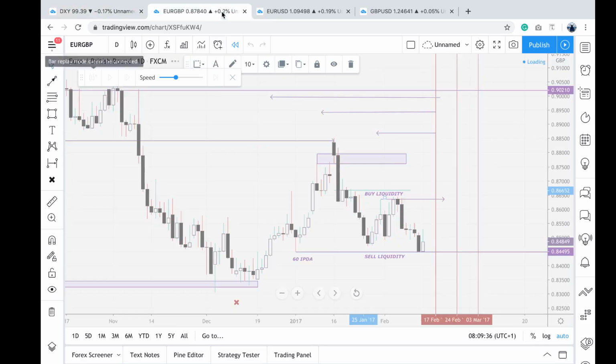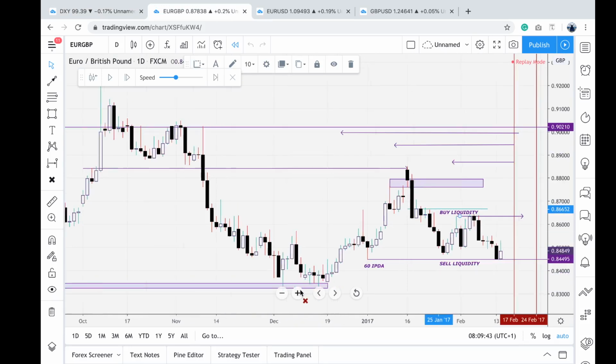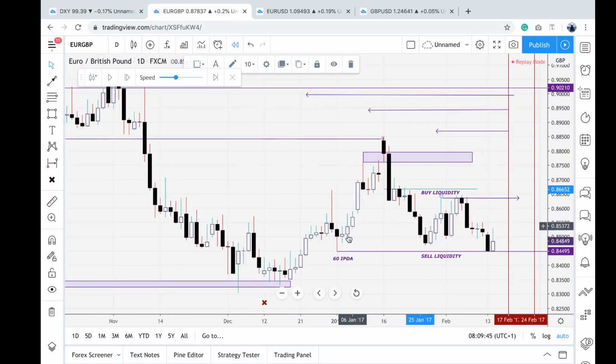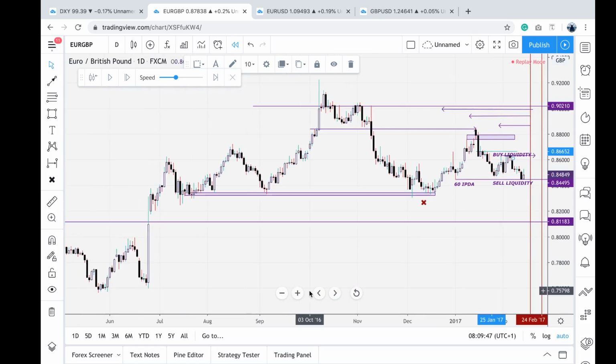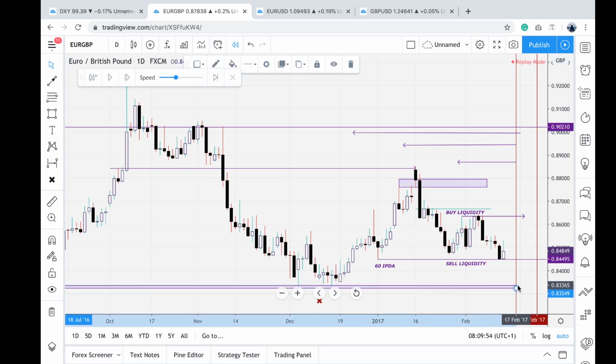And EURGBP, what is actually going on? All right, so EURGBP, currently we're getting into a deep discount level. And it seems like we want to reach for sell side liquidity below the marketplace. I'll just extend this out in case we reach for that. But currently, outside of EURGBP.